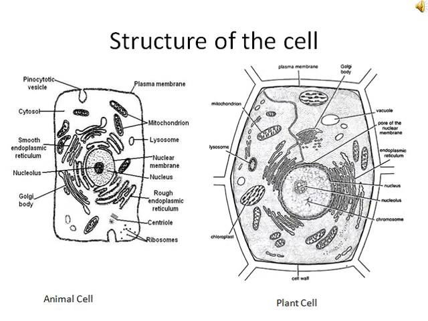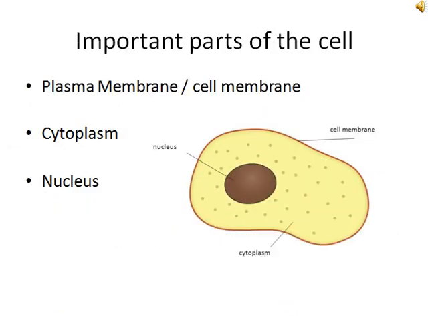Basically, all cells are alike, though they differ in their size, shape, and function. Here is the diagram of a generalized plant cell and animal cell. When we observe this diagram, we can see that almost all the structures are similar in both plant and animal cells. But there are some differences. The three important parts of a cell are the plasma membrane or cell membrane, cytoplasm, and the nucleus. Let us study one by one in detail.